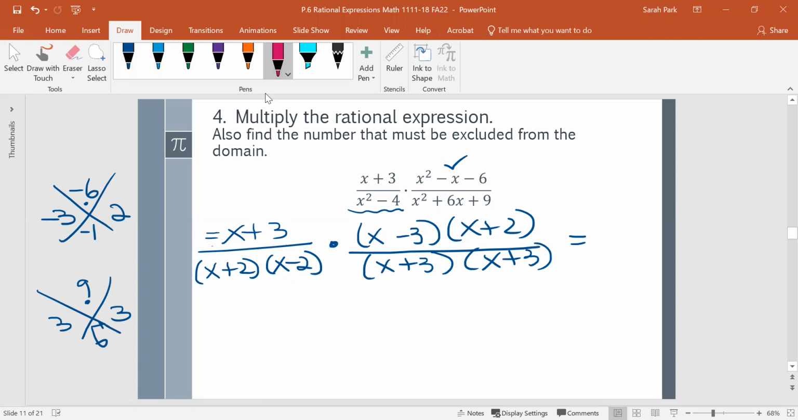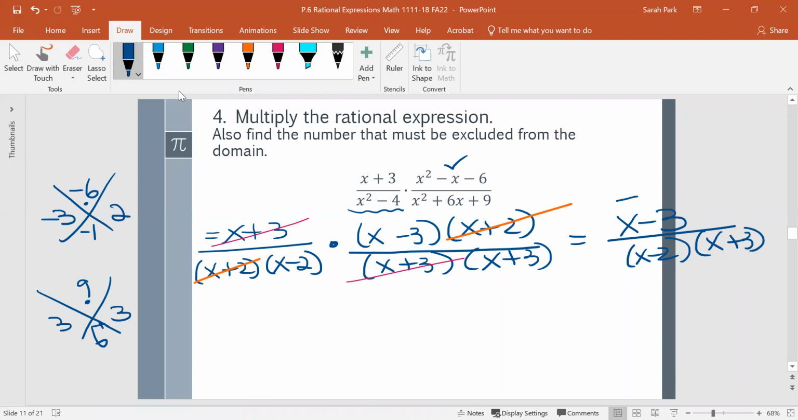We have here x plus 3. We can cancel this with x plus 3. And this x plus 2, we can cancel with this x plus 2. I think that's everything. So now what's left over is x minus 3 over x minus 2 over x plus 3. Okay, so here's the simplified solution after we multiplied the two rational expressions.